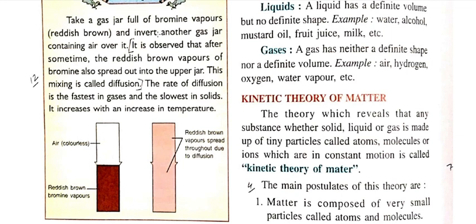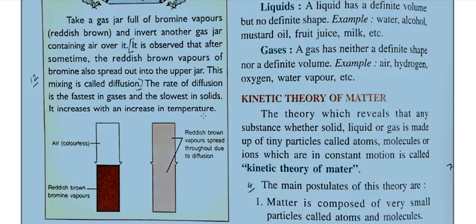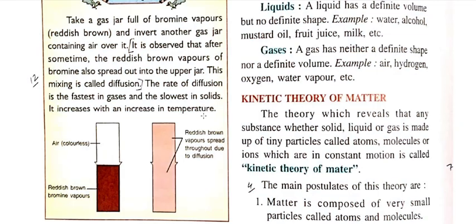If we allow the gases to mix, then after joining both jars, the total jar is no longer colorless. Actually, it has obtained some color. How? Because the reddish brown bromine vapor has movement, and air also contains gaseous molecules which also have movement.